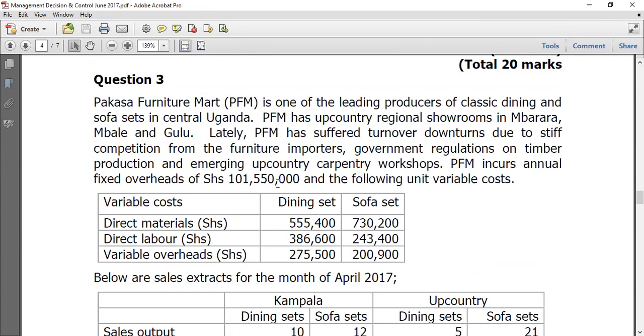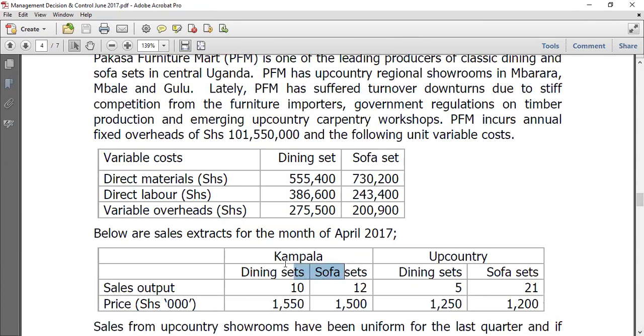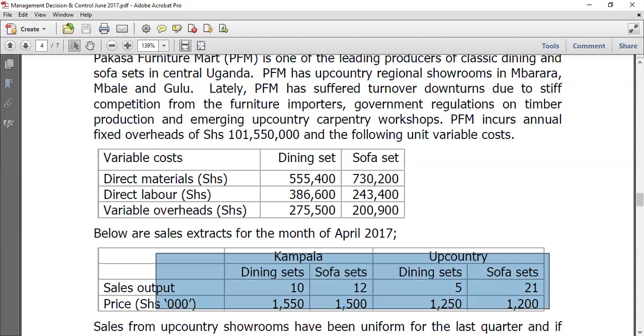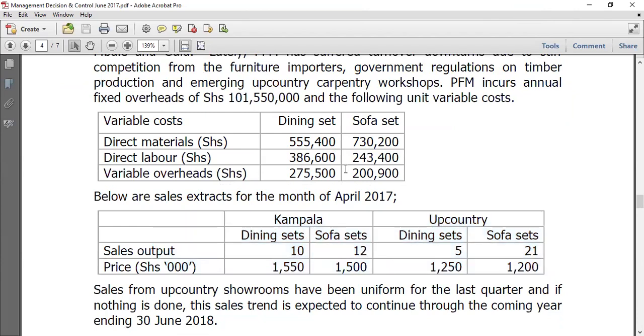And how we shall do it, of course, we shall have our dining here. Since we are looking at two areas, Kampala and upcountry, we are going to draw up a profit statement in a similar format like this. So we should be able to get our total sales revenue for Kampala, and then the total sales revenue for upcountry as well. And then we should also be able to determine the respective costs.